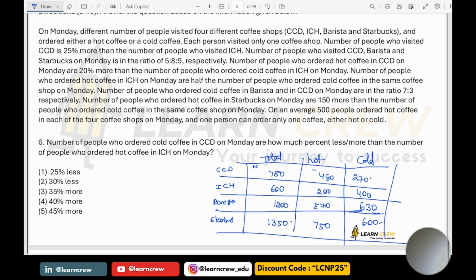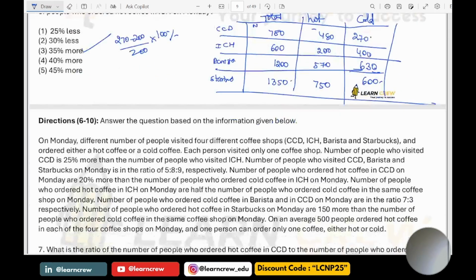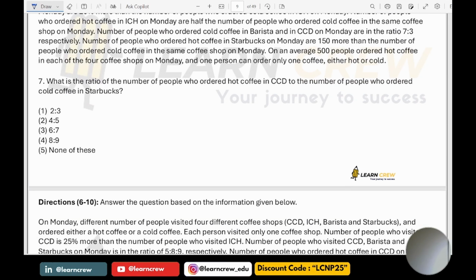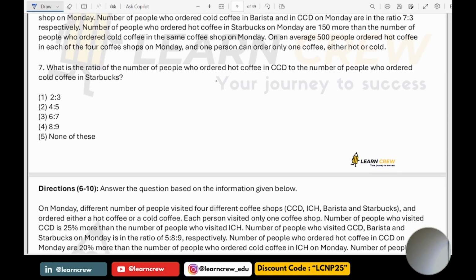Number of people who ordered cold coffee in CCD on Monday are how much percentage more or less than the number of people who ordered hot coffee on ICH on Monday? So it is 270 minus 200, 270 minus 200 by 200 into 100. So what is the answer? 35% more.